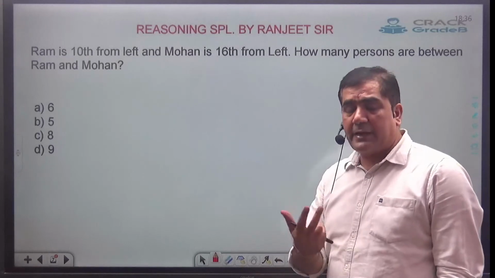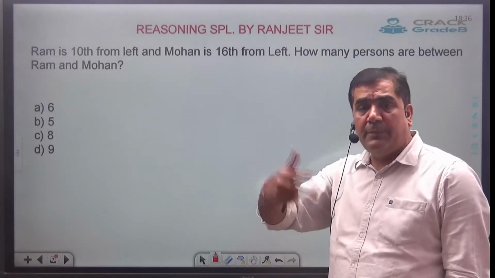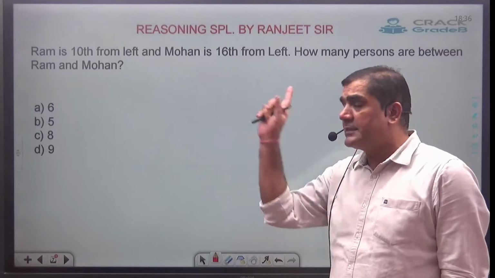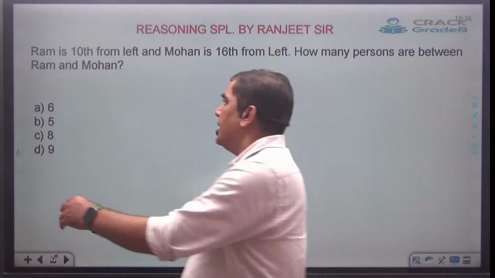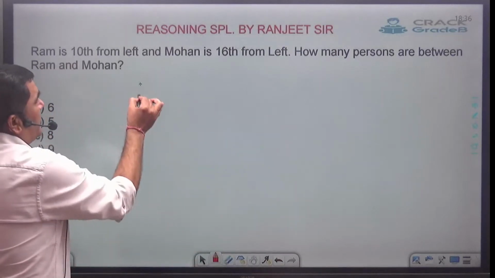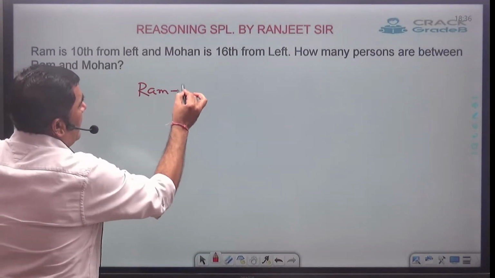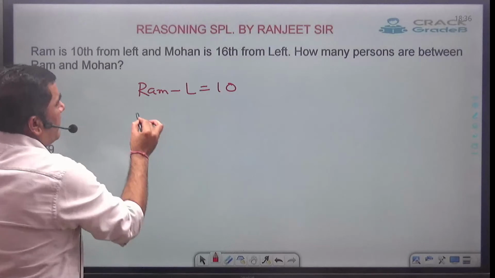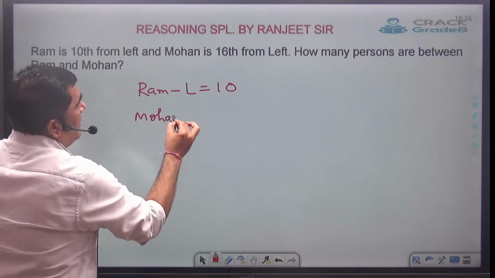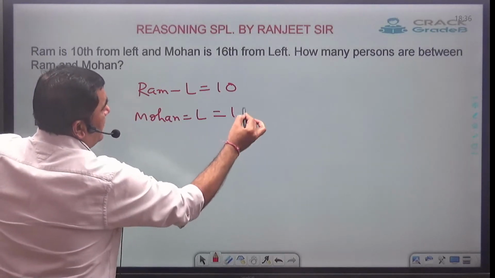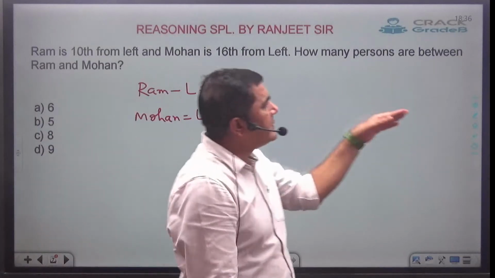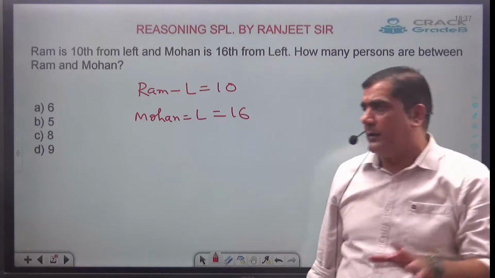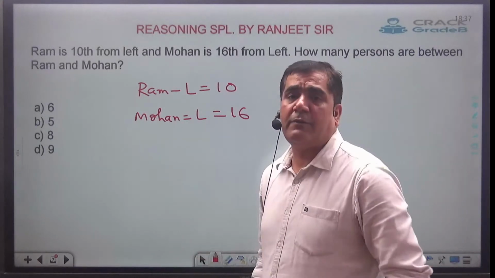Straightaway, they will not ask a question like this. In the banking examinations, they will talk about three persons where this concept can be used. Now here, just see. They are saying Ram is 10th from left. So the position of Ram is given from left and is 10. Mohan's position is given from left and is 16. So both the positions are given from left. Now the question is, how many persons are between Ram and Mohan? Now your objective is to find the number in between Ram and Mohan.